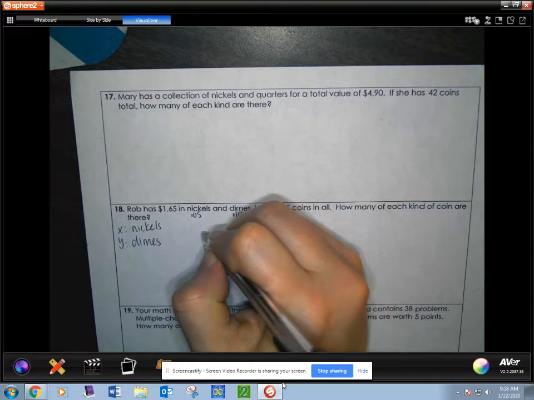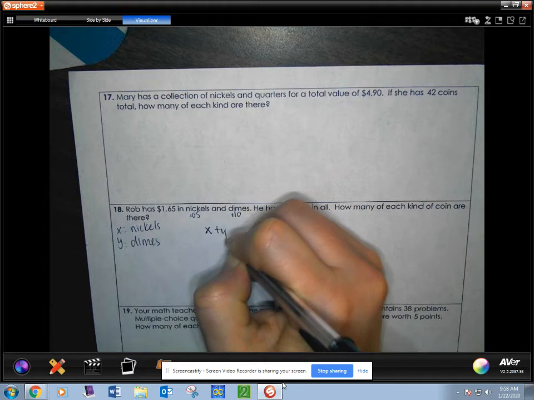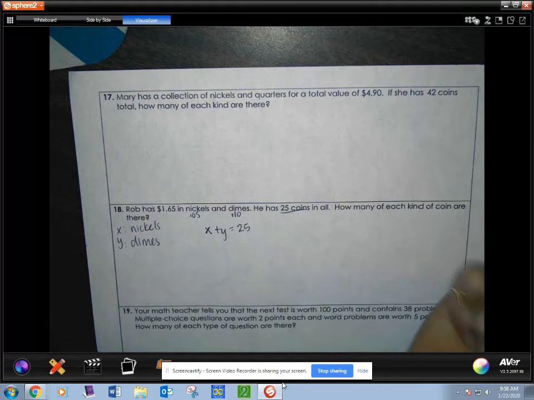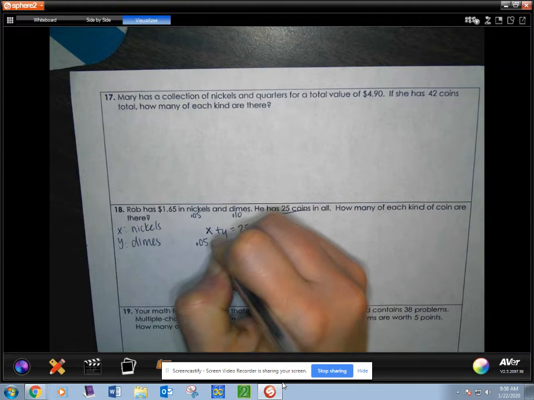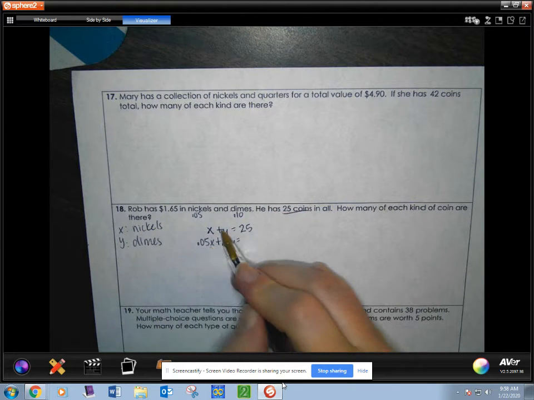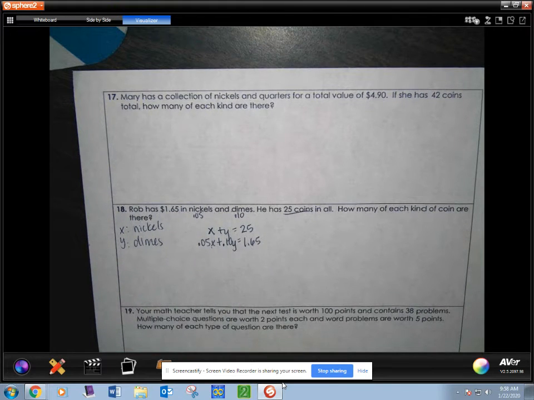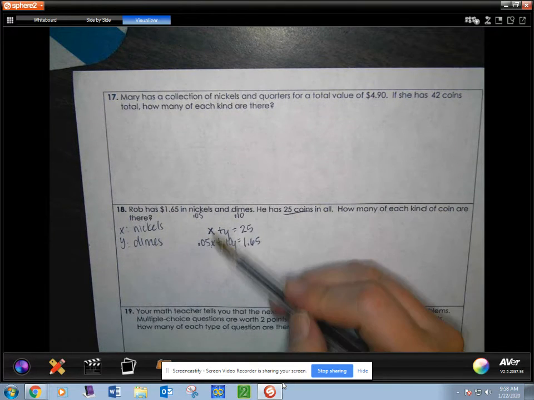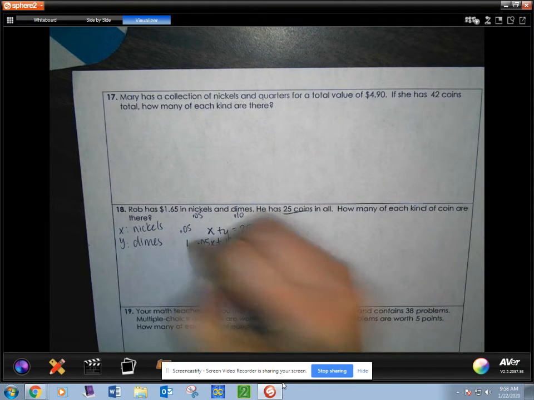So for my first equation, I know I have 25 coins in all. So we're going to do x plus y equals 25. And then I'm going to put the money with money. I know that a nickel is 5 cents, and I know that a dime is 10 cents, so I put 5 cents with x and 10 cents with y, and I know my total is 165. This is again lined up for elimination, so I'm going to multiply this top one by 0.05 and this bottom one by 1.